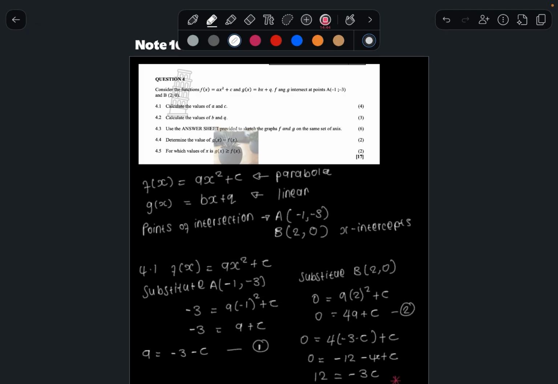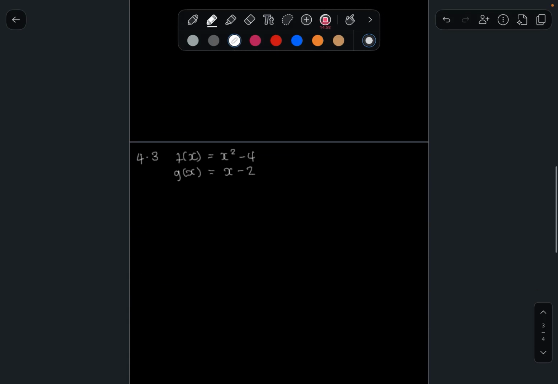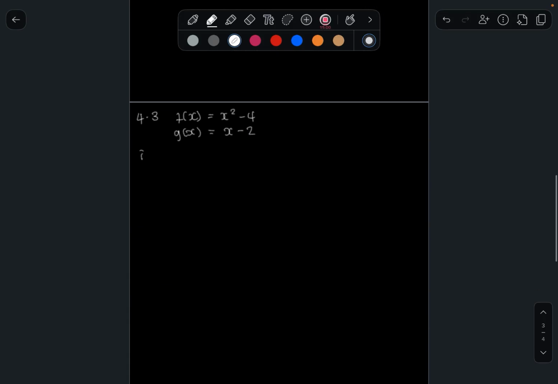So then they said we should sketch these graphs on the axis. So when you sketch, right, you need some information that will guide you into the sketching, right? So this is the information that you need, right? So let me note that down for you. You need the x-intercept. You need the y-intercept.